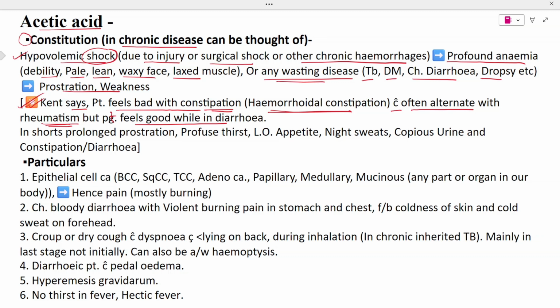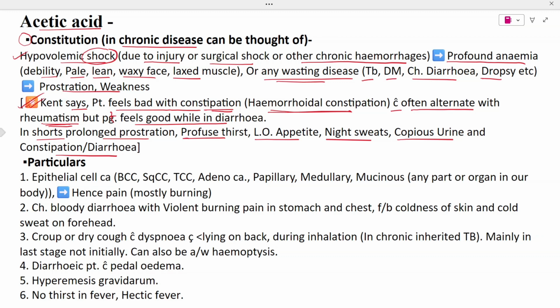So whenever we are prescribing acetic acid, we must ask the patient about bowel habits. So in short, prolonged prostration, profuse thirst, loss of appetite, night sweats, which I have discussed in Allen's keynote, copious urine, and constipation or diarrhea, either one, is the feature of actual acetic acid. This is the makeup of acetic acid.